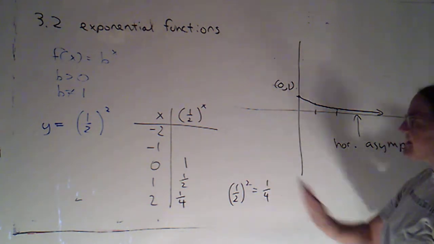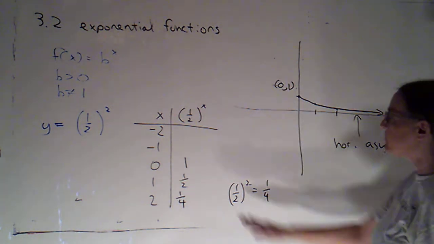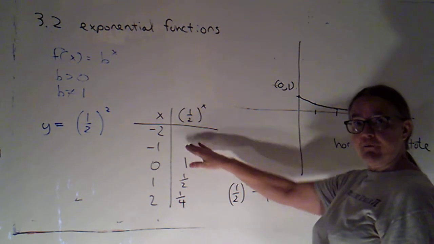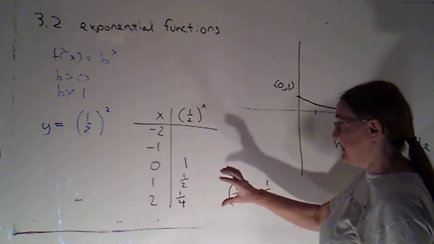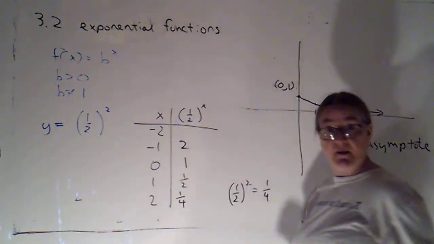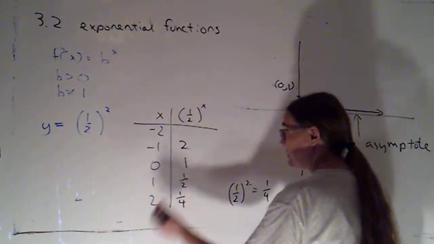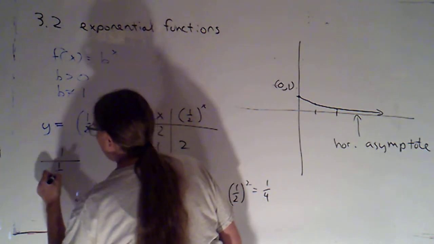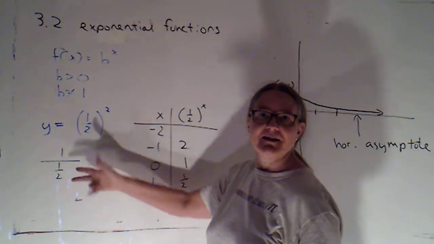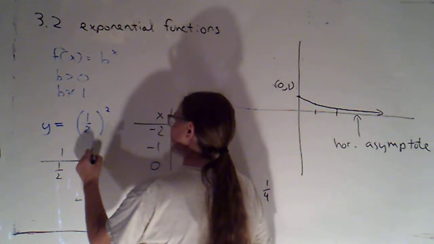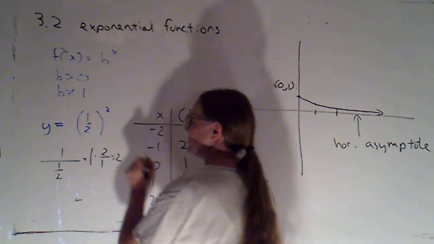Let's take a look at what happens on the left-hand side of the graph. 1/2 to the -1 is the reciprocal of 1/2. I think the easiest thing to do is just say, let's flip it. It's going to be 2. Okay. Now I could say it's 1 over 1/2. But of course, when you divide by a fraction, you flip and multiply. So that becomes just 1 times 2 over 1, which is 2.